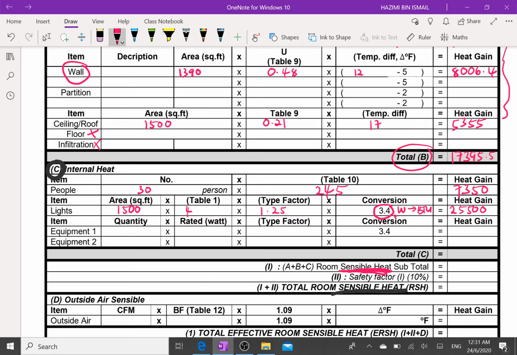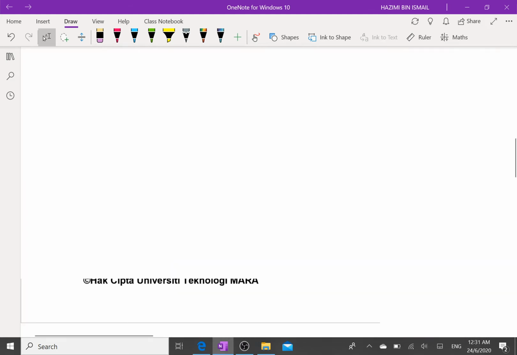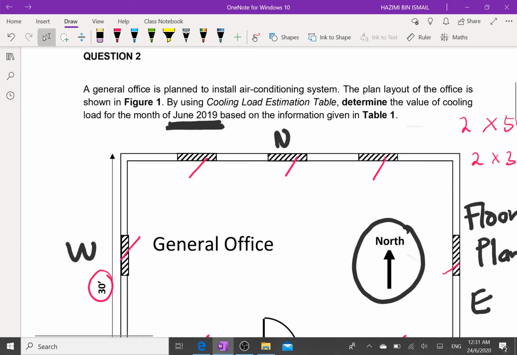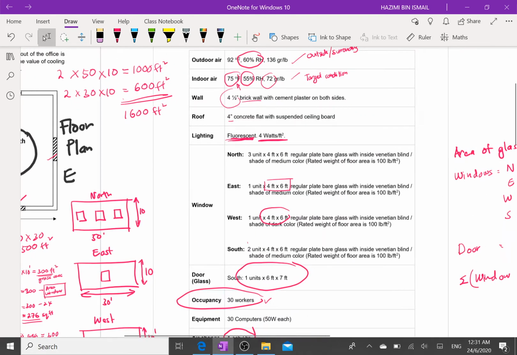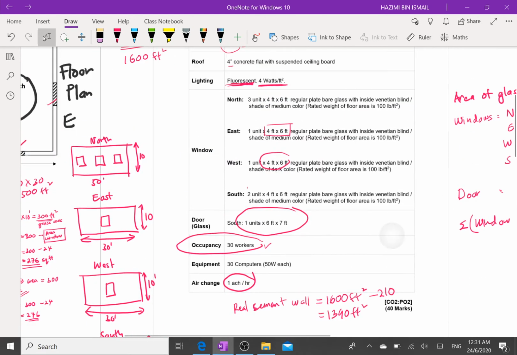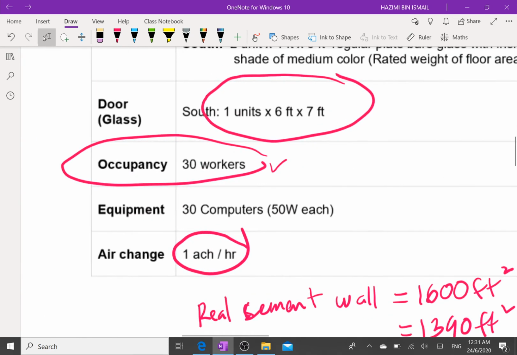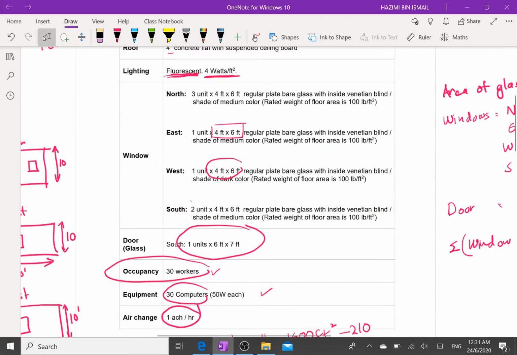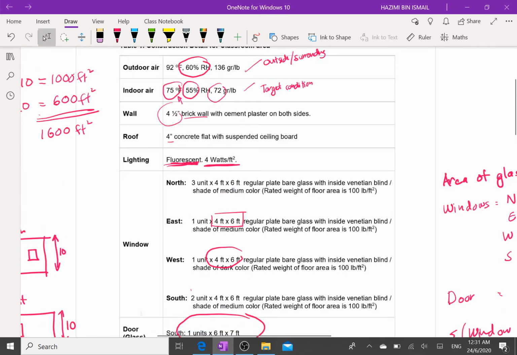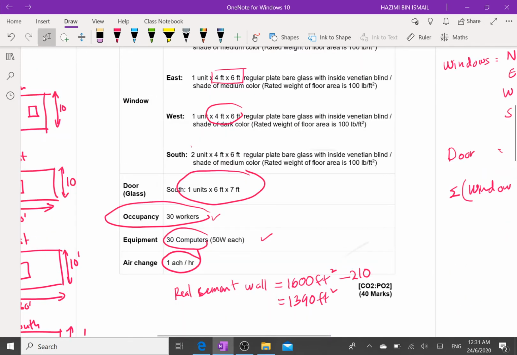We have to calculate all the electrical appliances that generate heat in the building. Refer to the building information. Do we have other appliances in the building? Yes, we have 30 computers, 50 watts per computer, per PC. Just computers in the building.